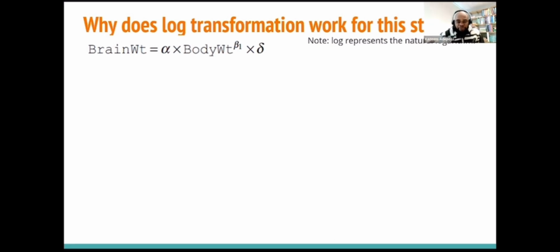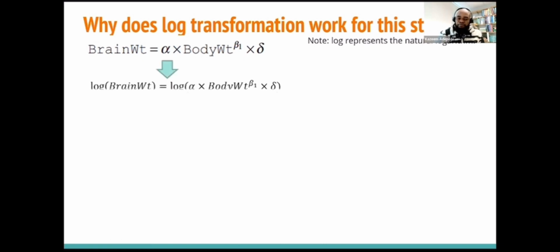The reason why the log transformation works in this study is because initially the relationship between the variables is multiplicative in nature. I'm going to say that again. Initially, the relationship is multiplicative in nature between the brain weight and the body weight. It was actually non-linear. Which means the brain weight is going to be expressed as alpha times the body weight raised to power beta 1. Okay, that was the origin.